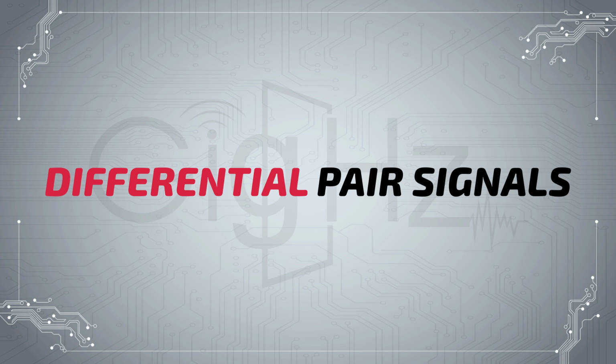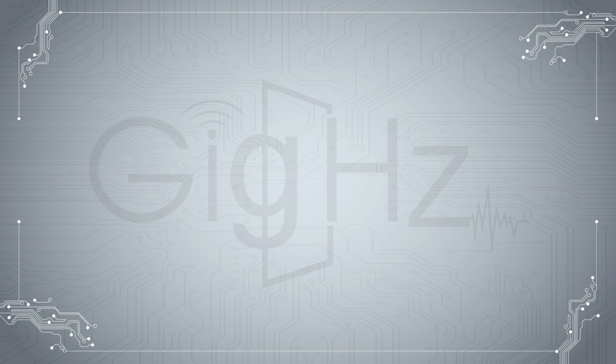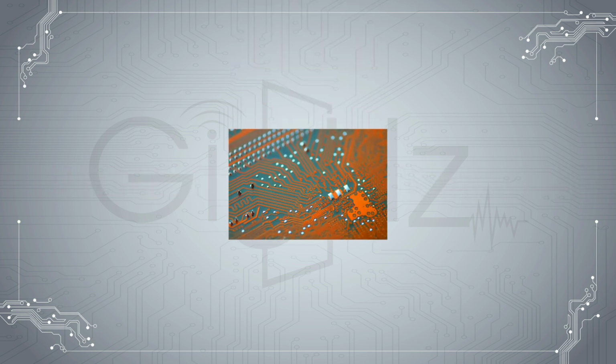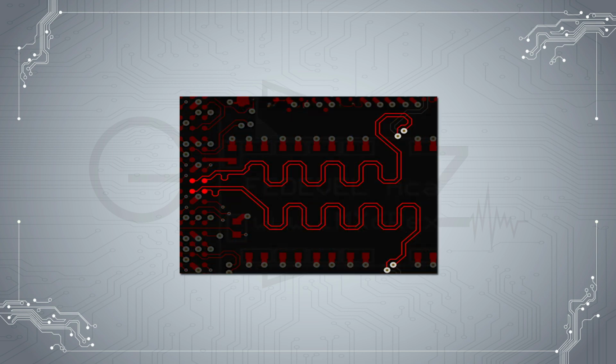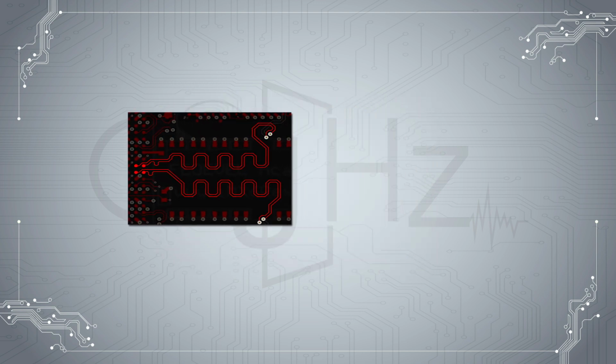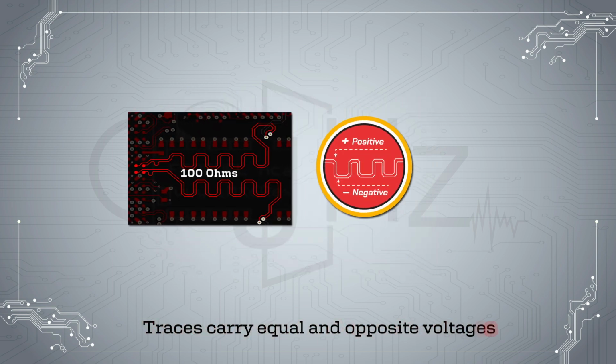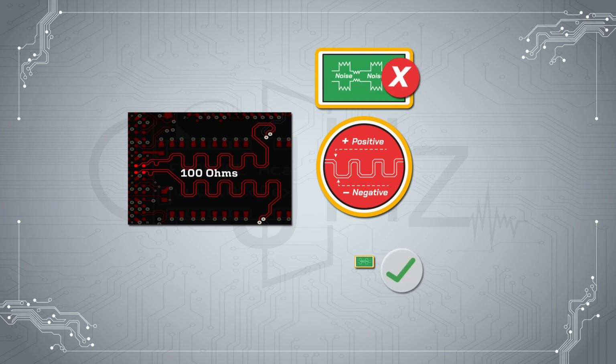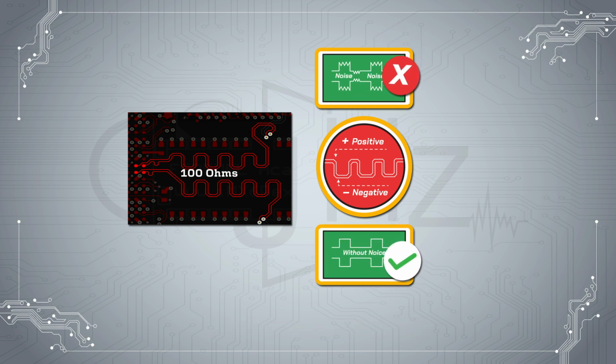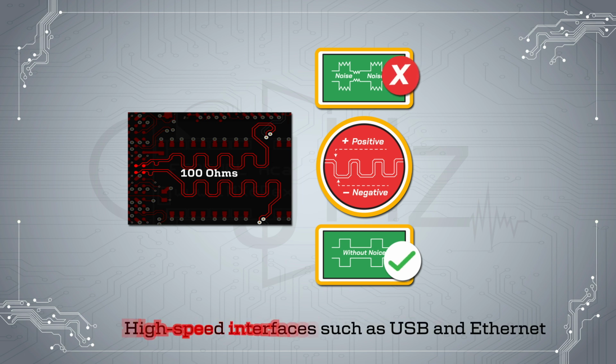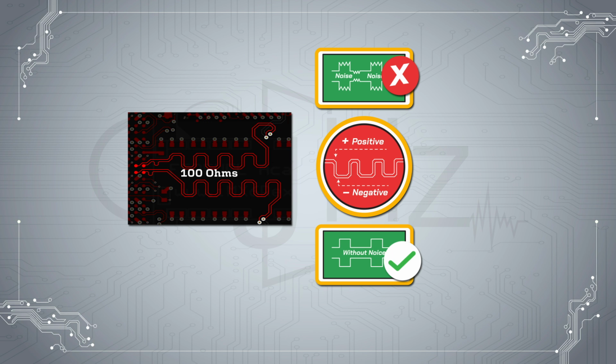Differential pair signals. Differential pair signals are transmitted through two complementary traces. These traces carry equal and opposite voltages, which helps cancel out noise and improves signal integrity. The typical impedance for differential pairs is 100 ohms, commonly used in high-speed interfaces such as USB and Ethernet. Now let's look at clock signals, which play a crucial role in synchronization and data timing.